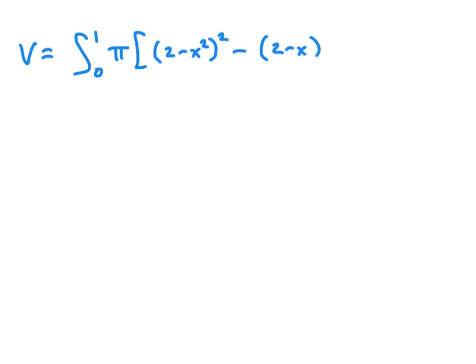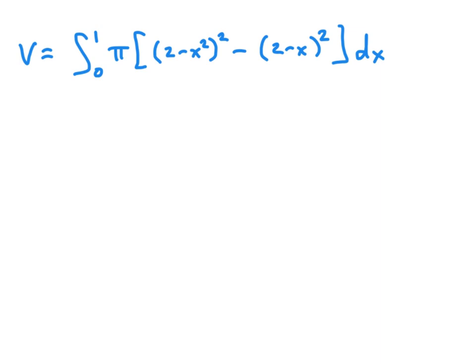So our volume will be given by the integral from 0 to 1 of pi times the outer radius squared. As previously seen, our outer radius is 2 minus x squared, so we want to square that expression. And we want to subtract from that the inner radius squared, and the inner radius is 2 minus x, so we want that to be squared as well. And so this is an integral that will give us the volume of our solid.